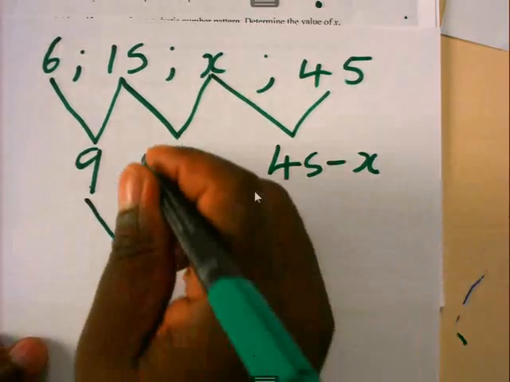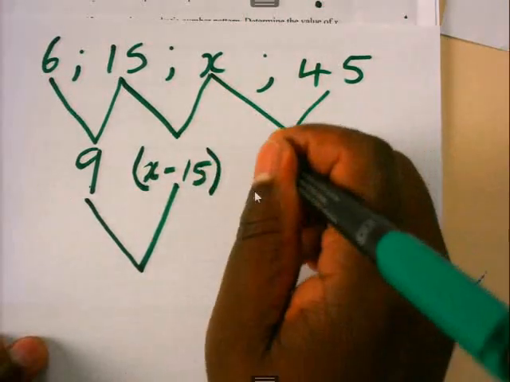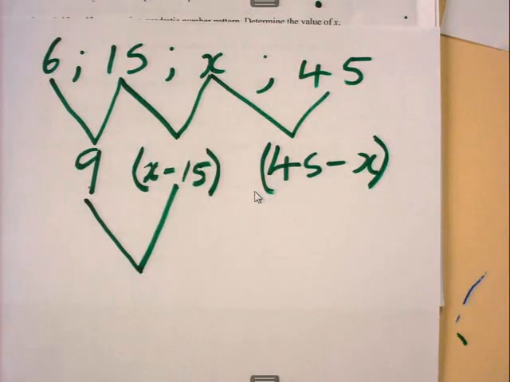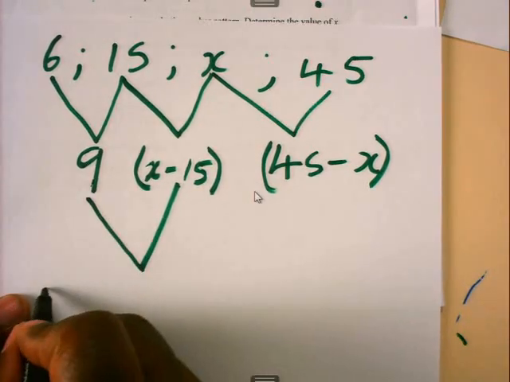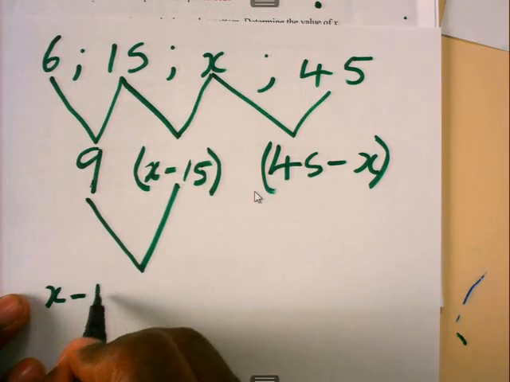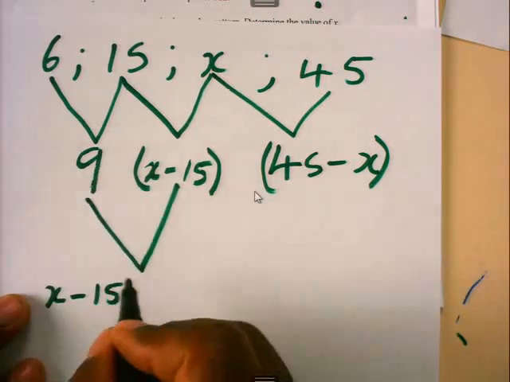If this is a term on its own, let's put it in brackets. So to determine the second difference, we say this term, subtract this one. X minus 15, you need to subtract 9.